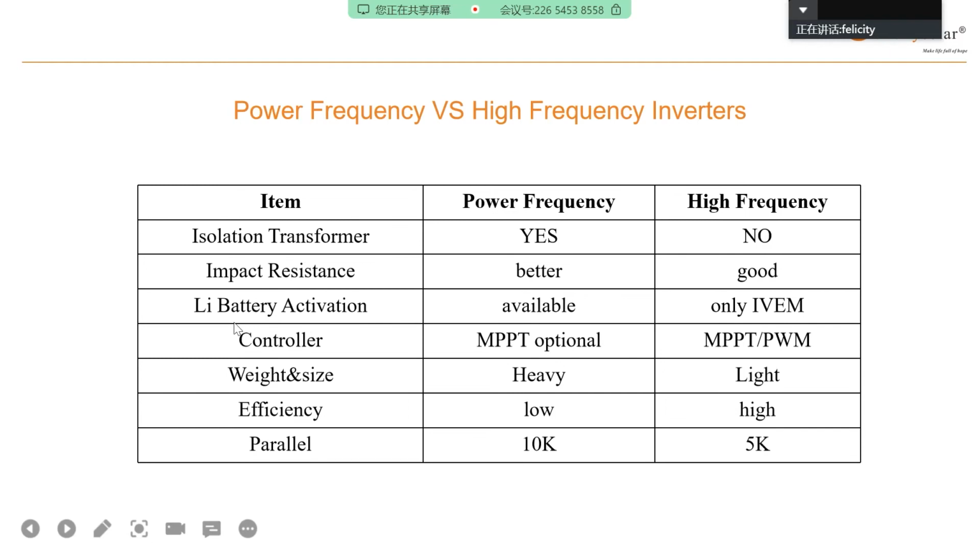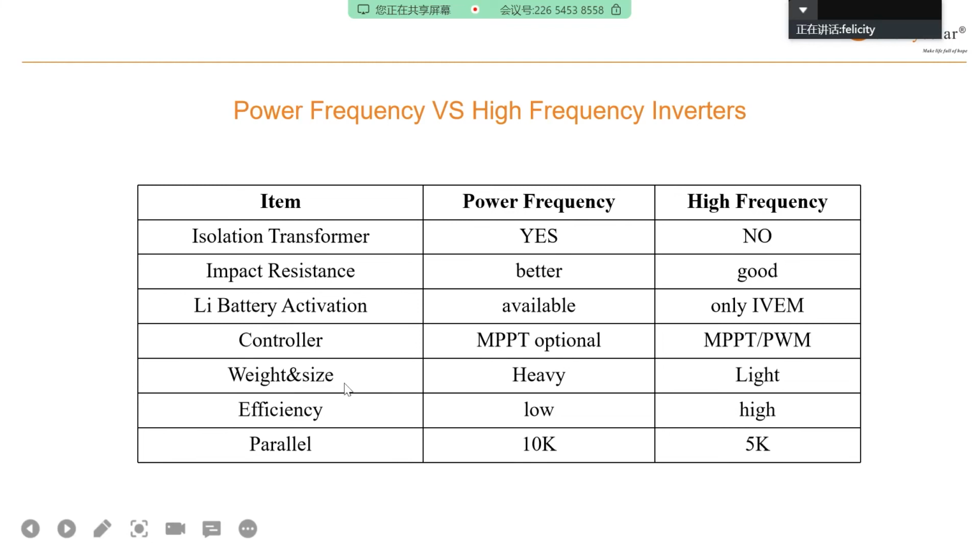Okay, and lithium battery activation here means, as I said, to wake up or activate the lithium battery automatically. Power frequency now all can support this function, but high frequency only IVEM. From the controller, power frequency also has the MPPT, but only IVPM has the MPPT controller. IVPS doesn't have the MPPT controller. And the high frequency you can choose MPPT or PWM. Both have different types of mode.